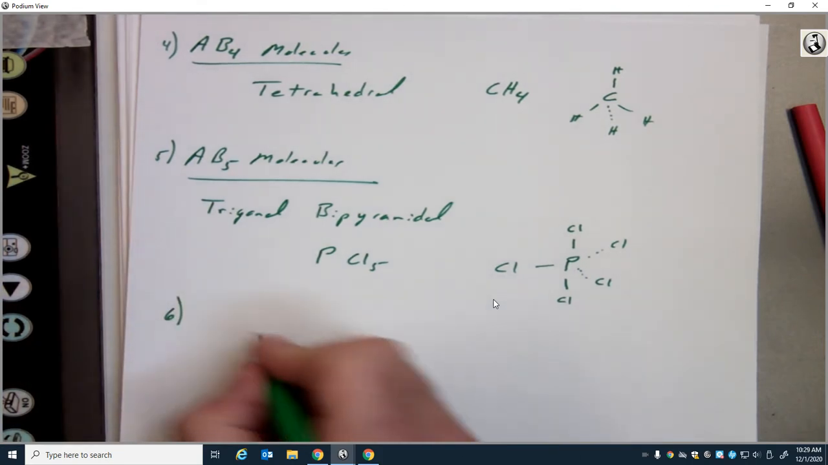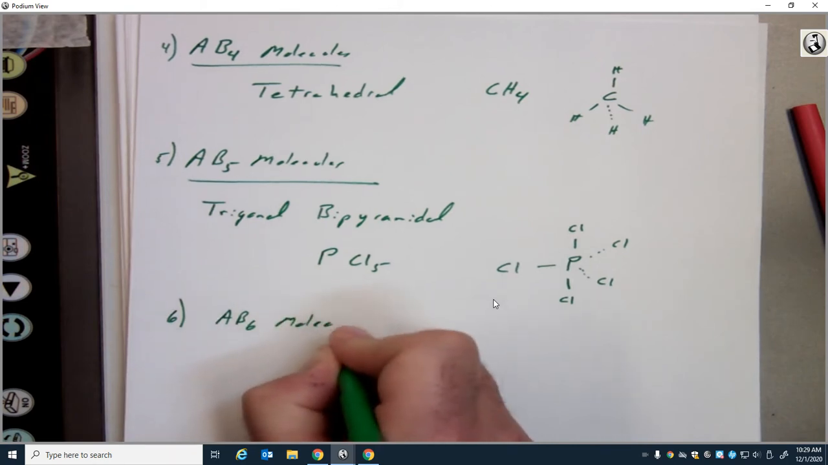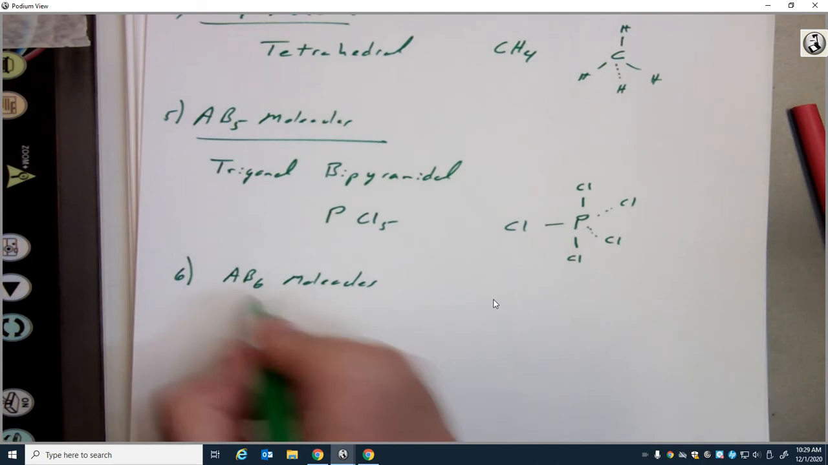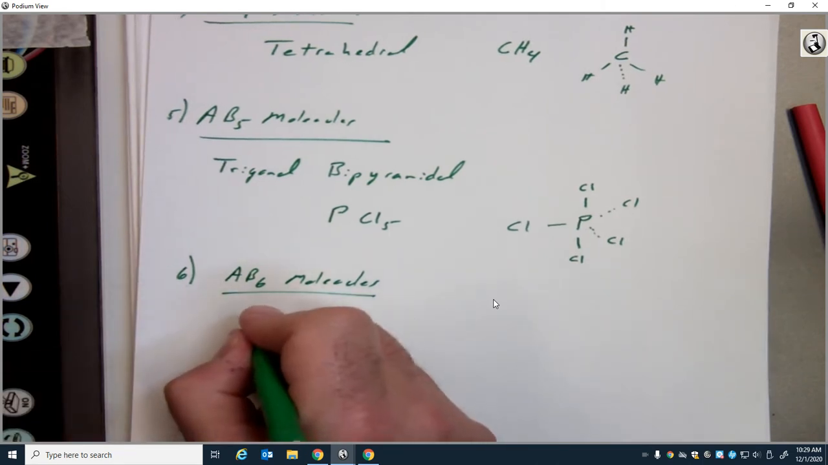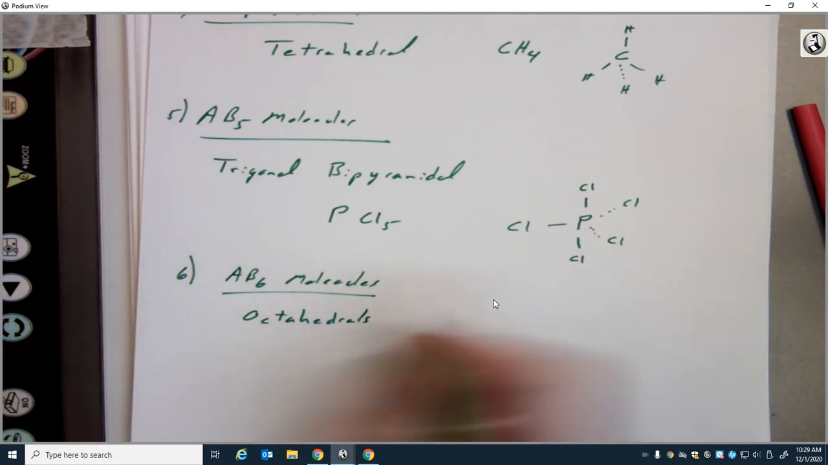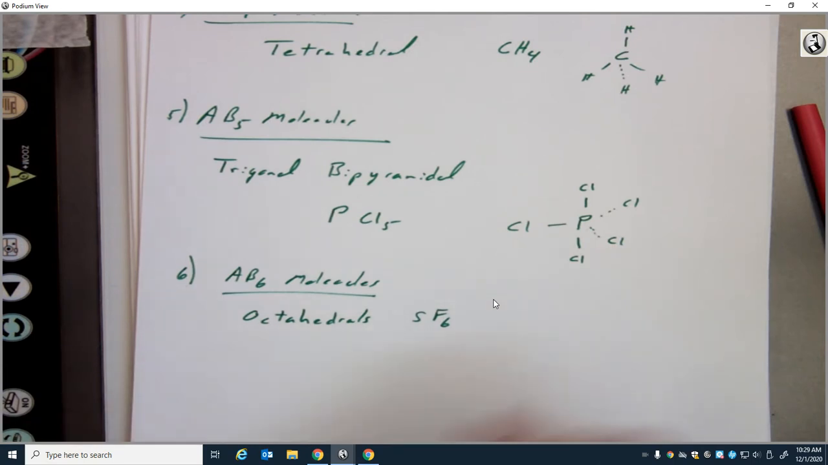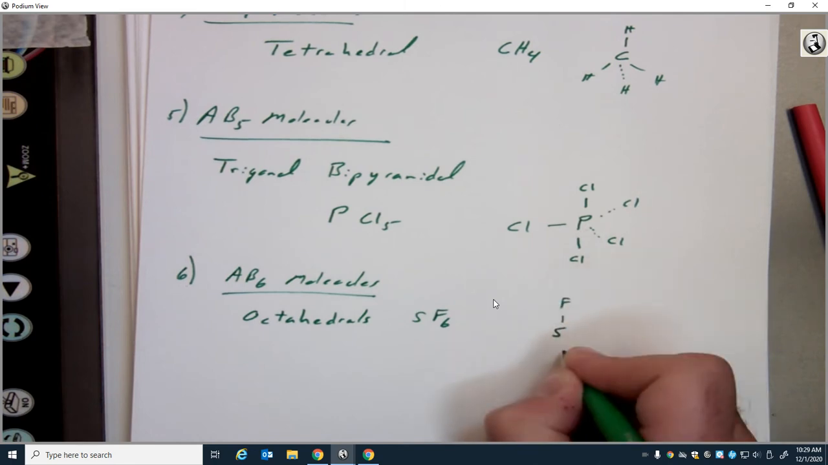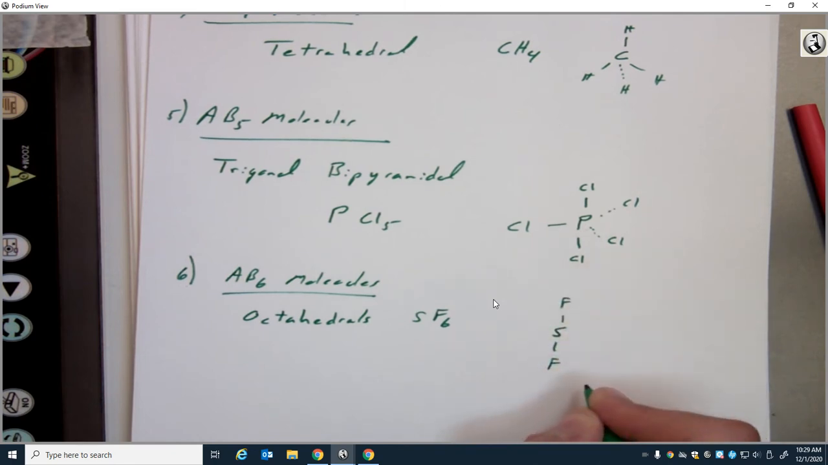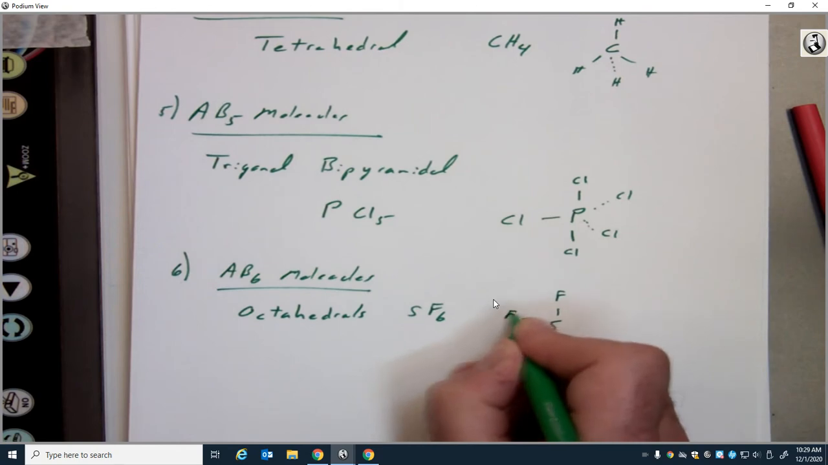And the last one we're going to talk about are AB6 molecules. And these are our octahedrals. A perfect example is SF6. Right, this is where we have sulfur in the middle. We're going to have a fluorine coming up, a fluorine coming down, and then at 90-degree angles, and it's really just impossible to draw. This is how we draw it.